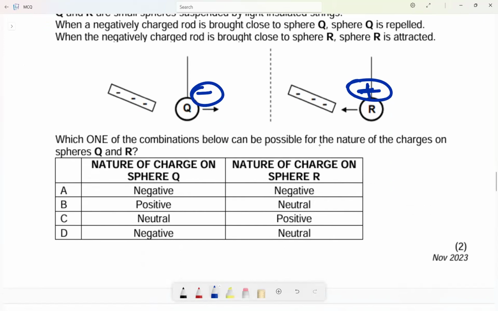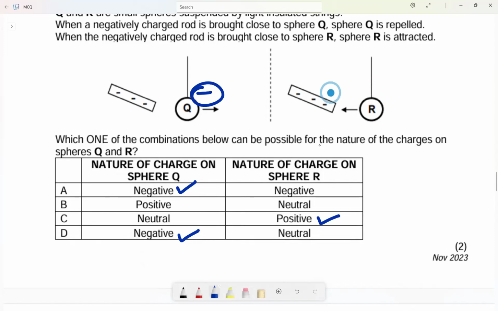So which one of the following combinations can be possible for the nature of the charge, or the polarity, on spheres Q and R? Q is negative, R is positive. Where is that negative and positive? Okay, I do not have negative and positive here. If that's the case, let me see. Q is negative, so let me come here and say negative, R positive here. But can you see?